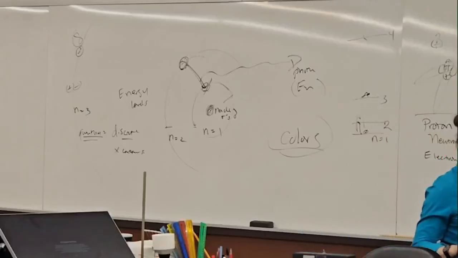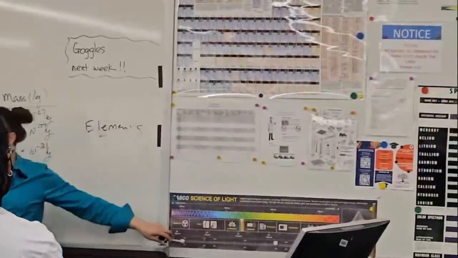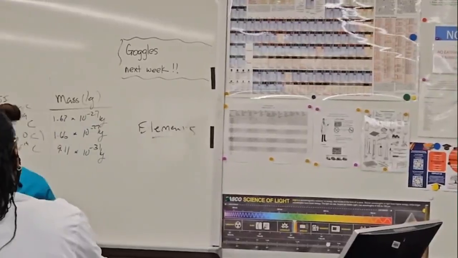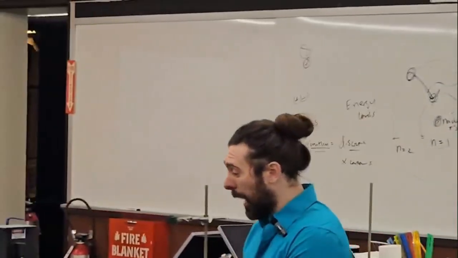Now, mind you, not all elements release things that are visible to us. Some might release something in the infrared, the ultraviolet, or some other band of light that we can't see. But we have specifically picked elements for you that you can see today. So here we have hydrogen, all right? There is hydrogen gas inside this tube.